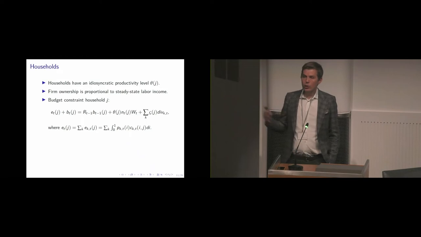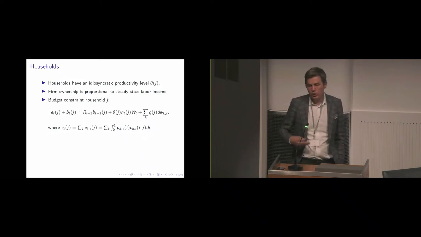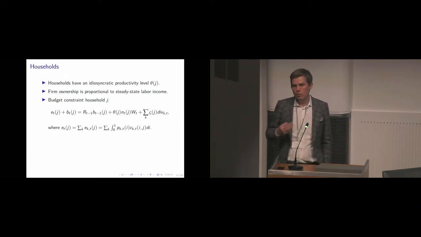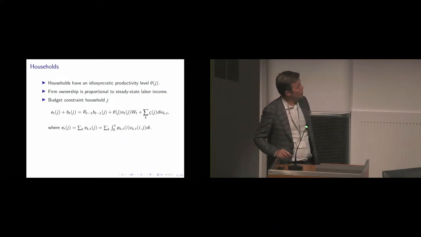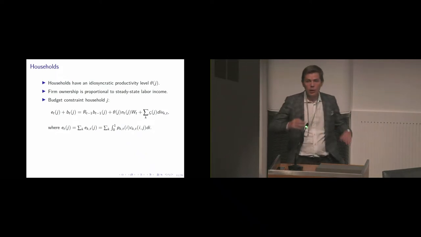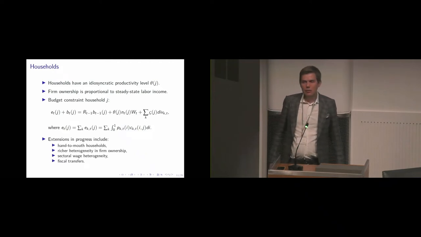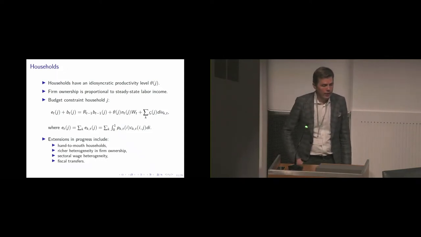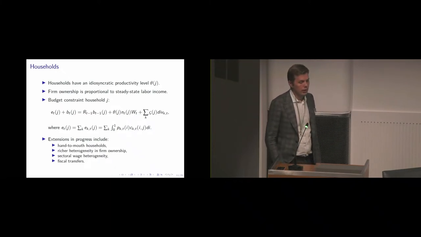Okay, so the households are going to be heterogeneous. Here we have permanent income heterogeneity, so some households are more productive than others, so they get more income. They own the firms. For now, we assume that firm ownership is proportional to their labor income. This is something we can relax quite easily. So here we see the budget constraint of the households, which is standard. The main thing is that now households consume goods from all these different sectors, which may all have different prices. Okay, so this is the simple baseline model. We're working on a whole number of extensions, for instance, to include hand-to-mouth households, richer heterogeneity in firm ownership, sectoral wage heterogeneity, and fiscal policy, of course, will be important in this model as well.